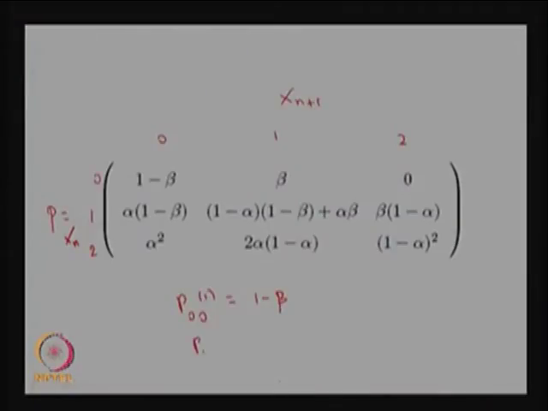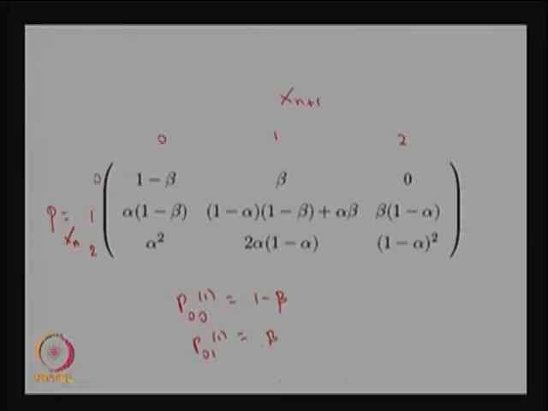In one step, what is the probability that the number of working machines goes from 0 to 1? That is because the crew is finishing the repair in a day, and that probability is beta.